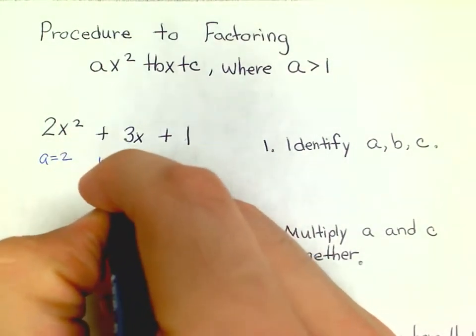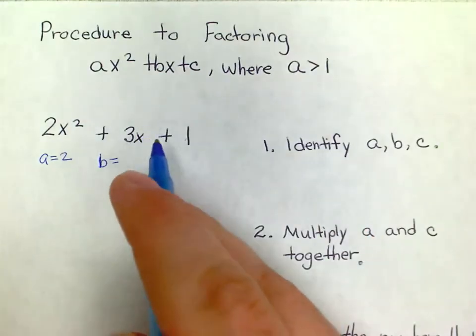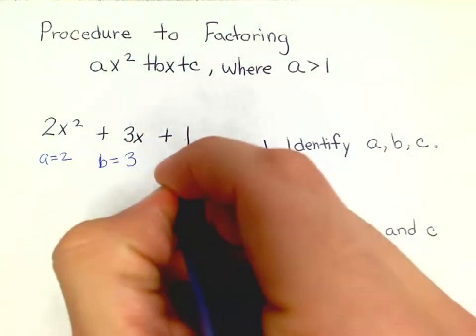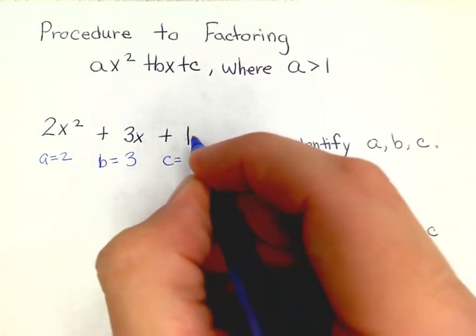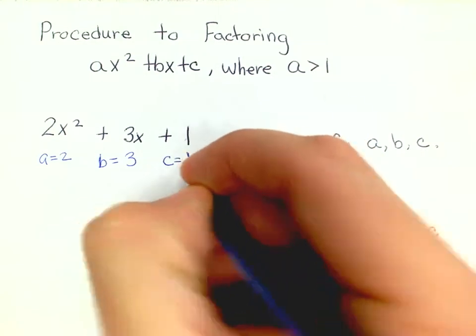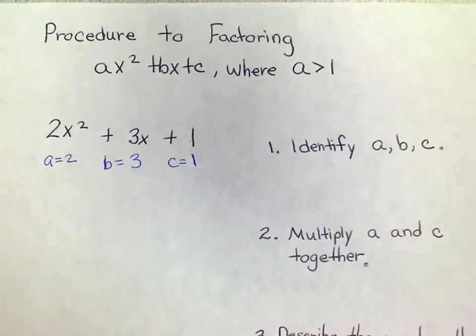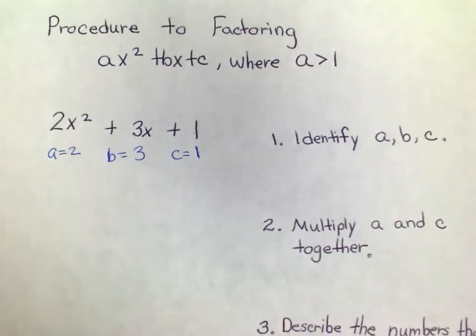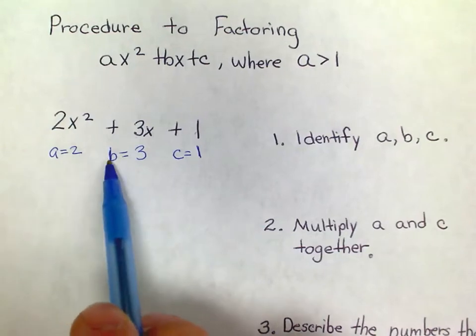b will be the number associated with only a regular x with an exponent of 1, or just a plain x. So b is equal to 3, and c is just a regular number that has no variable or exponent attached to it, so it is just the 1 right there. Now it's important to note that some polynomials may have two terms, so it is important to note what a, b, and c are.